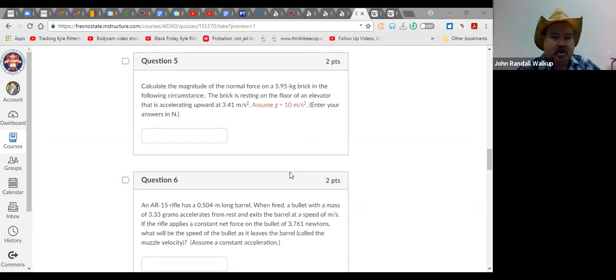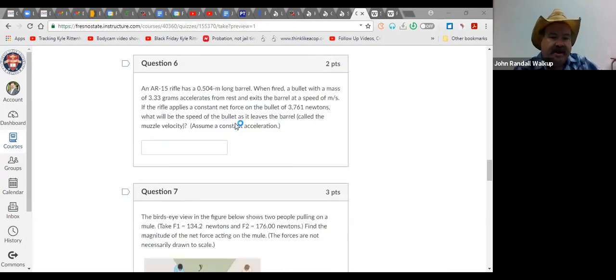Calculate the magnitude of the normal force on a certain brick. The brick is resting on the floor of an elevator, accelerating upwards at 3.41 meters per second squared. I did this problem also in lecture, and it's relatively straightforward. I don't think I need to do this one. You may disagree, but again, I did this problem pretty much verbatim in your lecture.